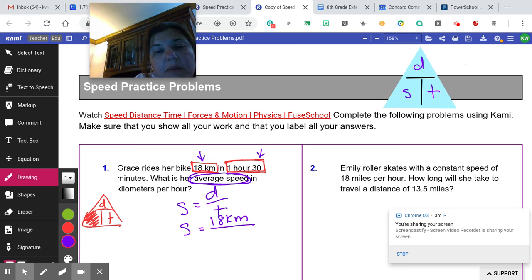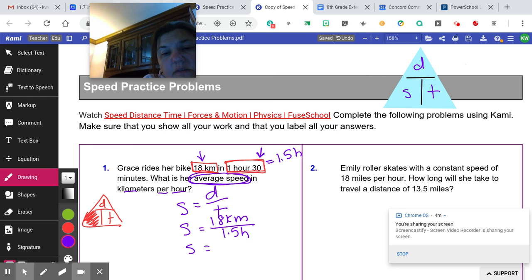If I look at my problem down here, it's asking for the speed to be in kilometers per hour. So what would make more sense is to convert this time to hours. So we're going to go ahead and convert this to 1.5 hours. Okay, that's what we'll input here, 1.5 hours.